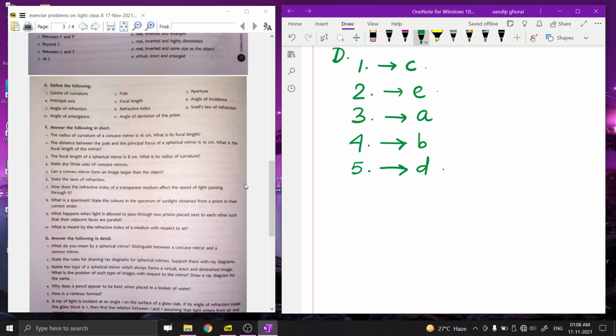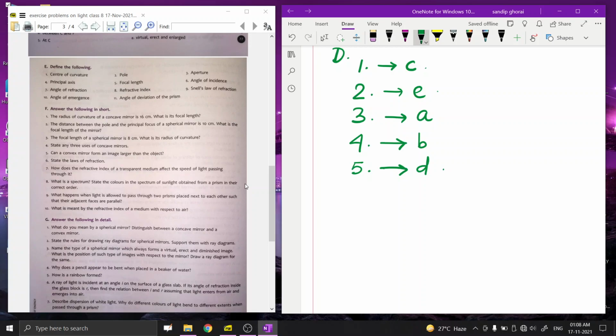Next is E, define the following. Here you have to write down the definitions of center of curvature, pole, aperture, principal axis, focal length and so on. The answers to these questions are in your book, so you just read the book very carefully and memorize the definitions of these particular terms.